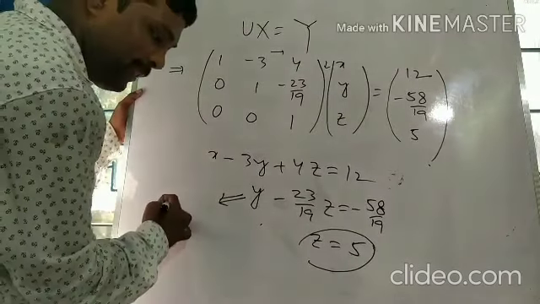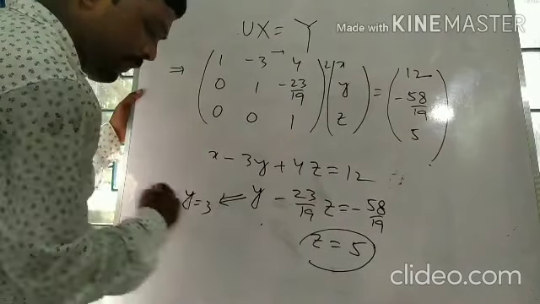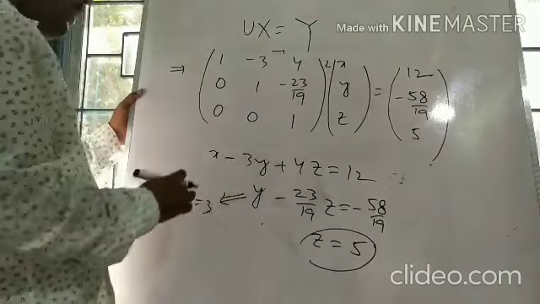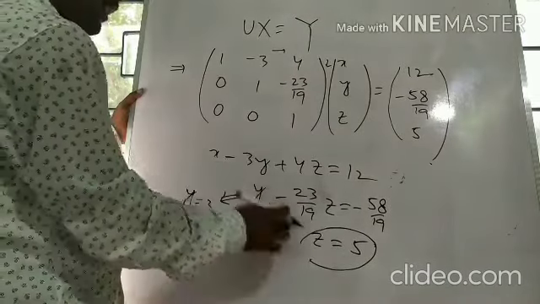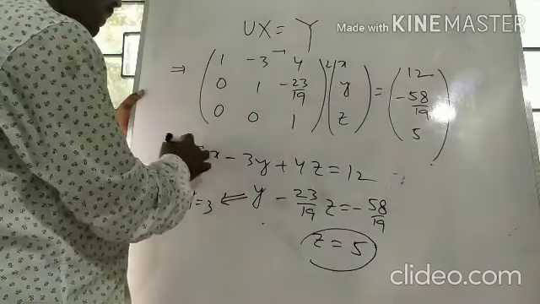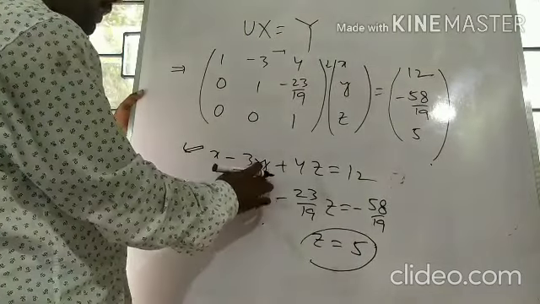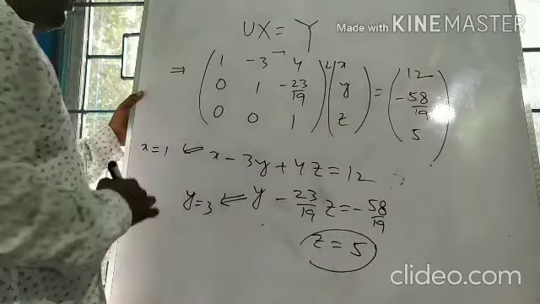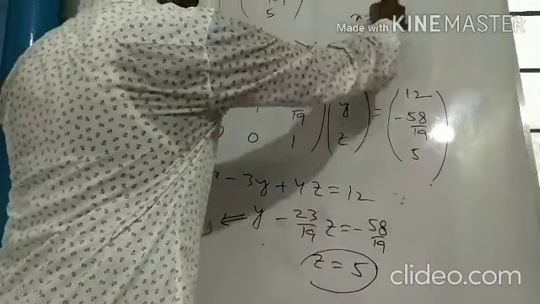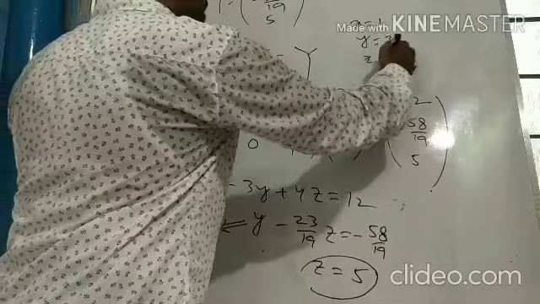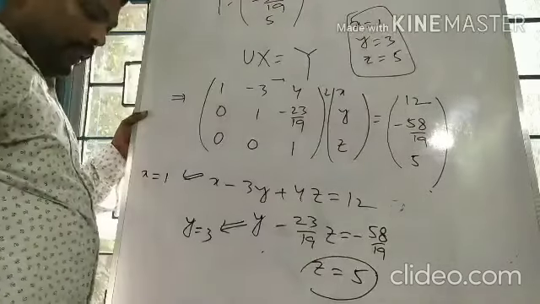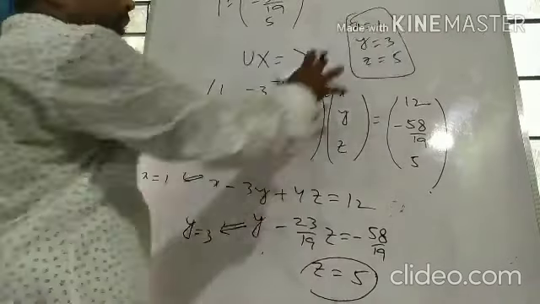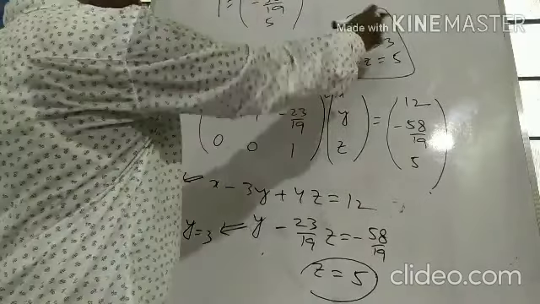Y is 3. Now put y equals 3 and z equals 5 in the first equation and calculate x. X is 1. So the solution is x equals 1, y equals 3, z equals 5. This is the solution of the given system of equations by the LU factorization method.